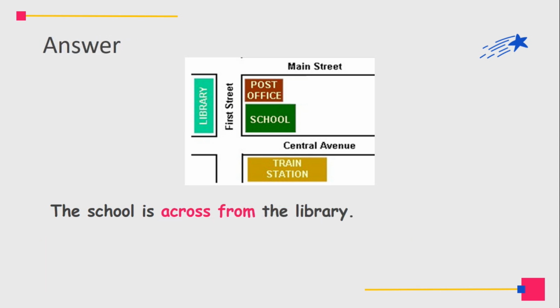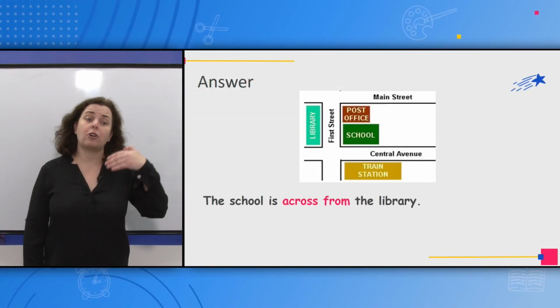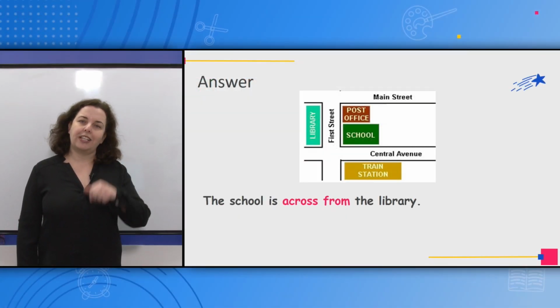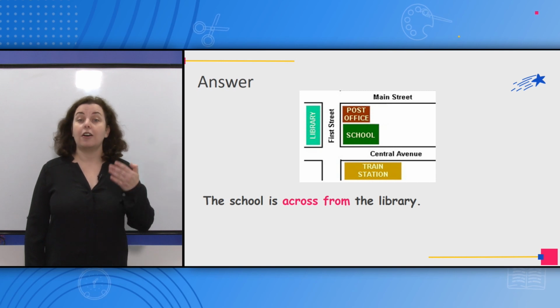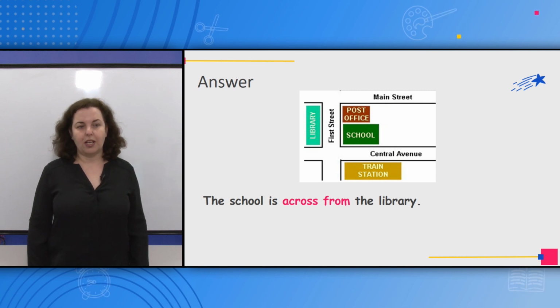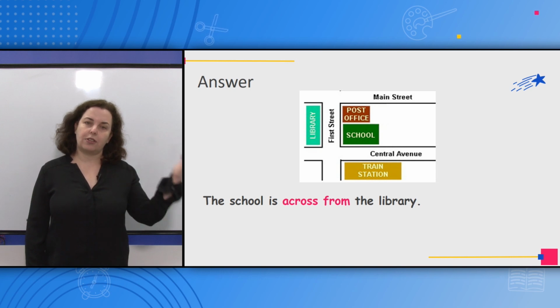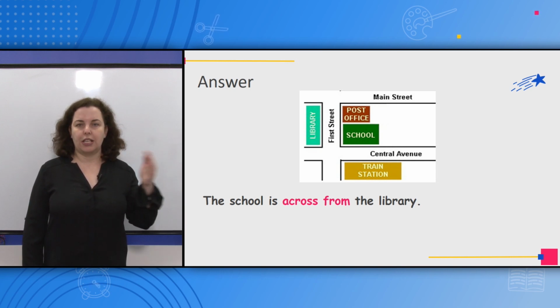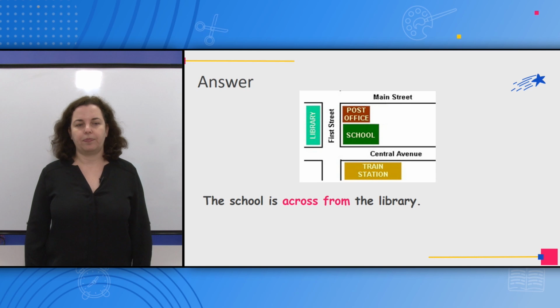The school is across from the library. It's actually across the street. Can you read the name of the street? The street is called First Street. So the school is across from the library. It's across the street from the library.